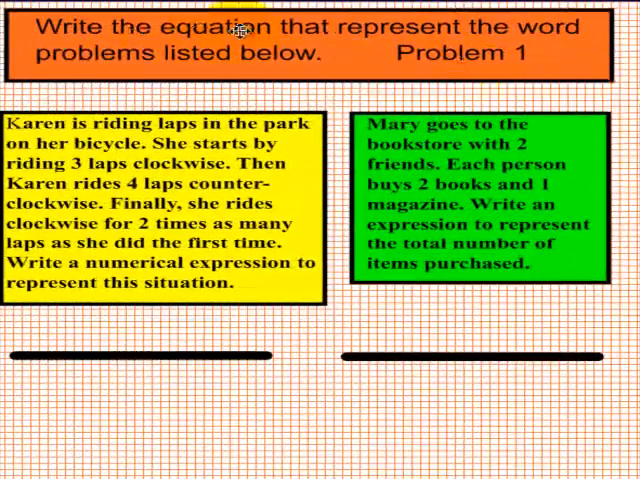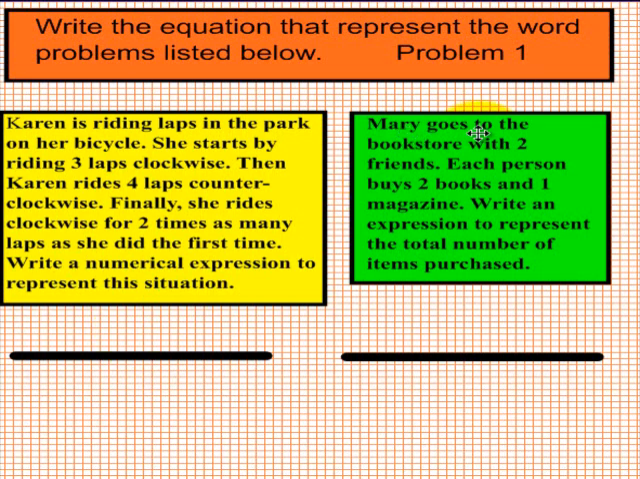Problem 1. Write the equation that represents the word problems listed below. Let me read both of them to you. The first one. Karen is riding laps in the park on her bicycle. She starts by riding 3 laps clockwise. Then, Karen rides 4 laps counterclockwise. Finally, she rides clockwise for 2 times as many laps as she did the first time. Write a numerical expression to represent this situation here.